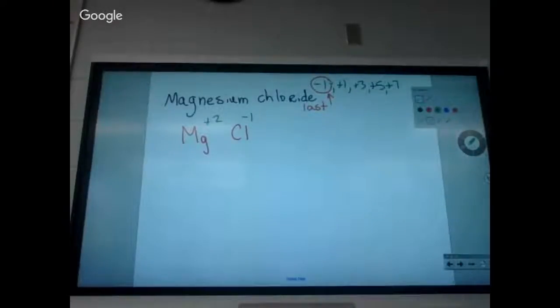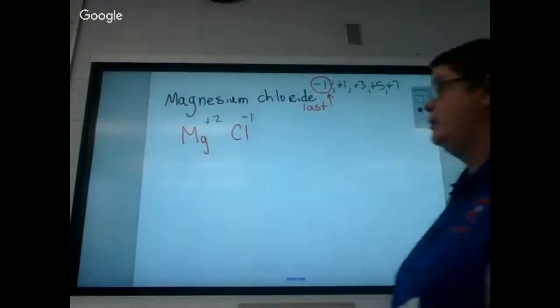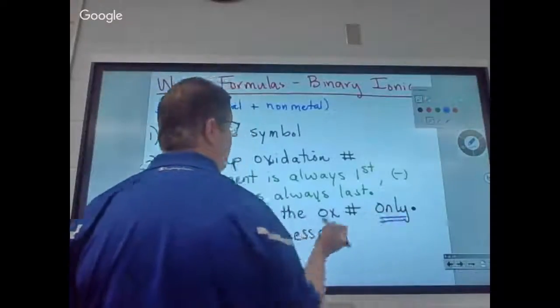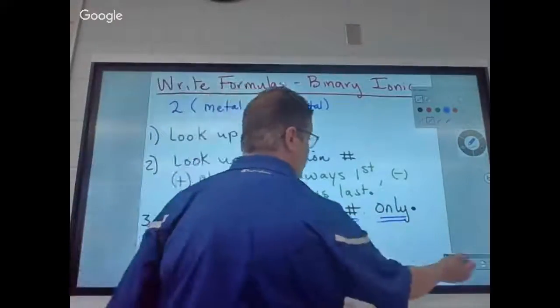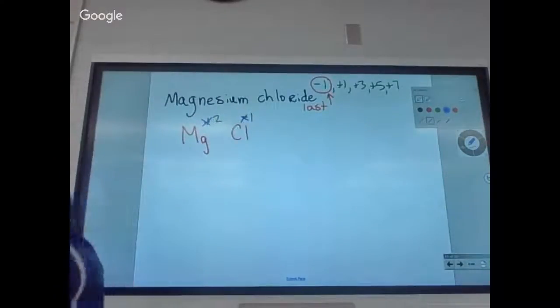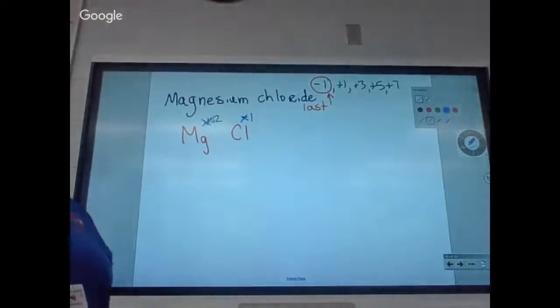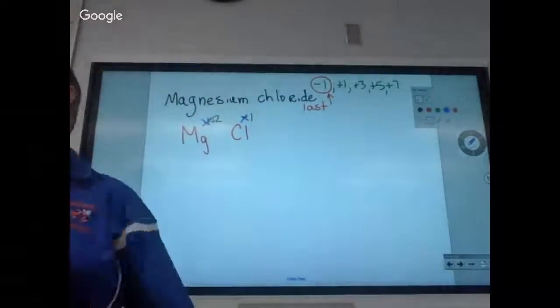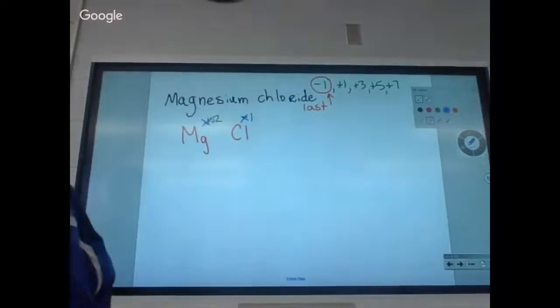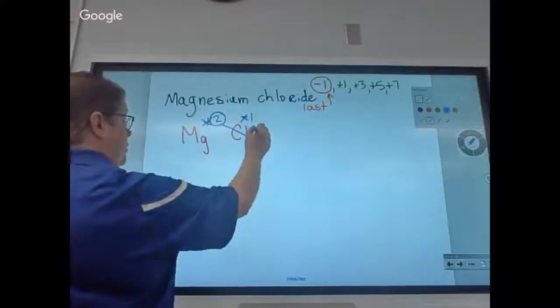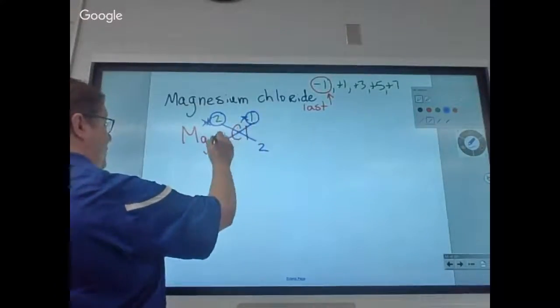Now, step 3 is to crisscross. We only use the number, not the sign. Why I said here, crisscross the oxidation number only, the number. So, I don't need the positive. I don't need the negative. All I use that for is to make sure everybody's where they belong. Is the positive guy first? Is the negative guy second? They're in the right place. So I'm crisscrossing. The 2 comes over here to chlorine. The 1 comes over here to magnesium.